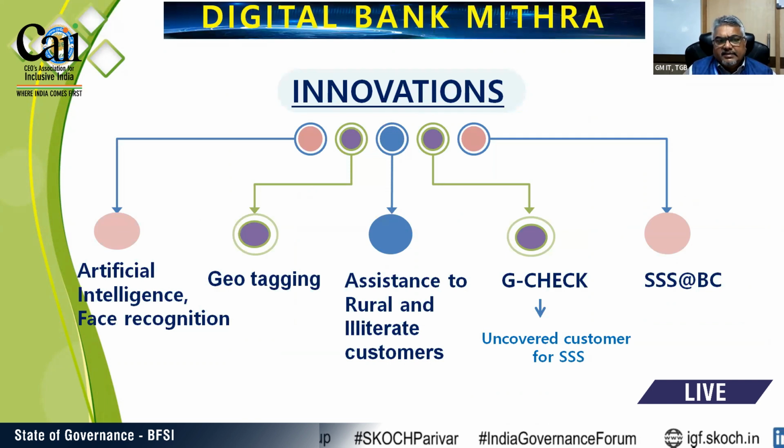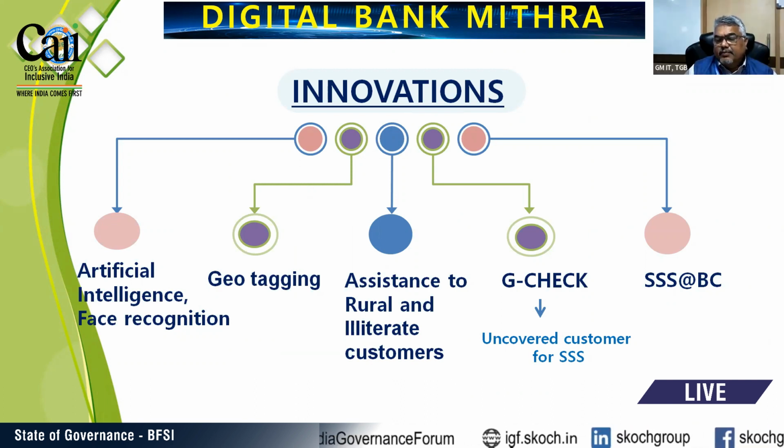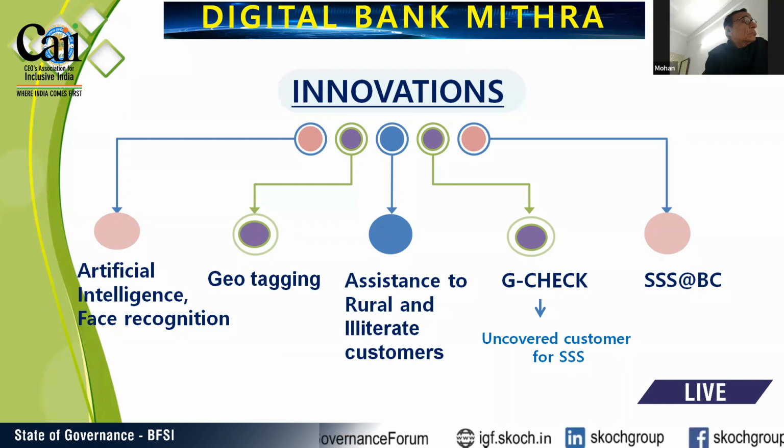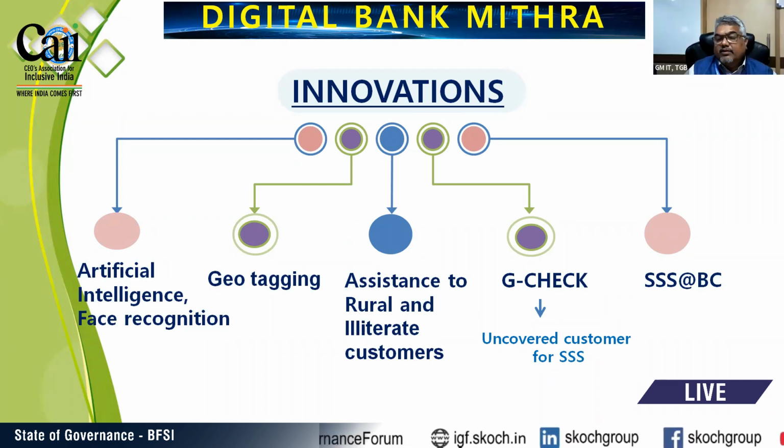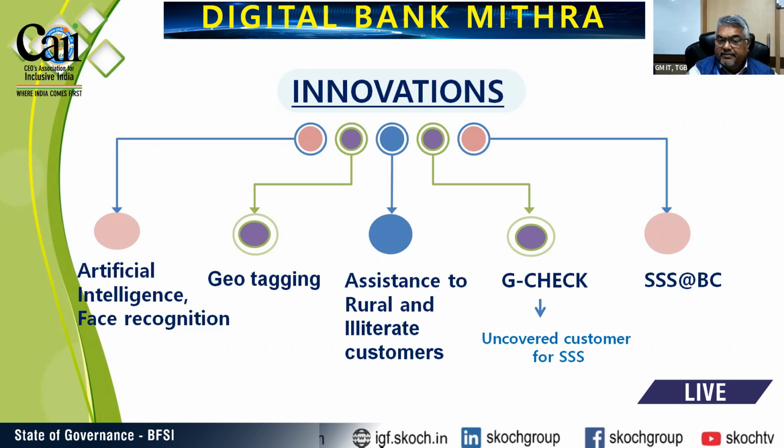The innovations here are that we are using artificial intelligence, face recognition, geotagging, assistance to rural and illiterate customers, and we are also using something called G-Check provided by our vendors for uncovered customers for social security schemes, and also we have provided this facility at the BC point.